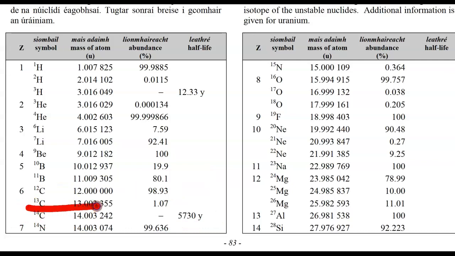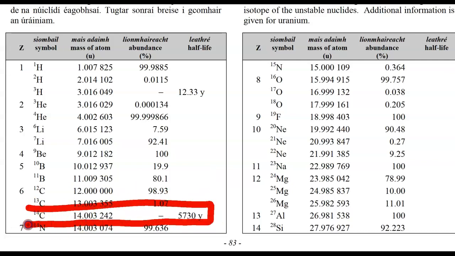Then we also see we have this carbon 14, and carbon 14 has a mass there, as you can see, a little over 14. It has a half-life, which means it's radioactive. Basically it gives off radiation, and its half-life is 5730 years. So it takes 5,730 years for half of it to decay. If you started off with 10 grams, in 5,730 years you would only have 5 grams. The rest would have been emitted as radiation.